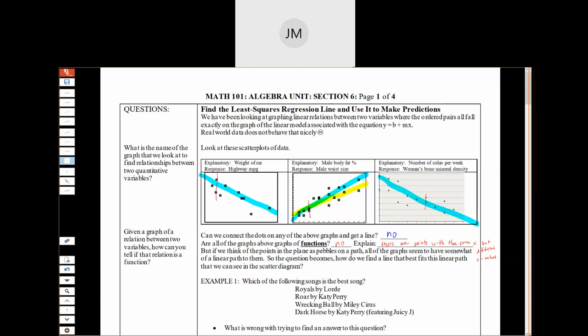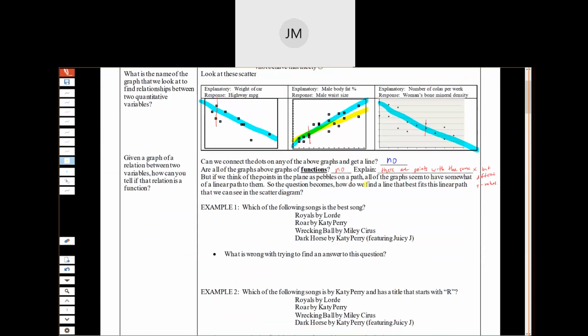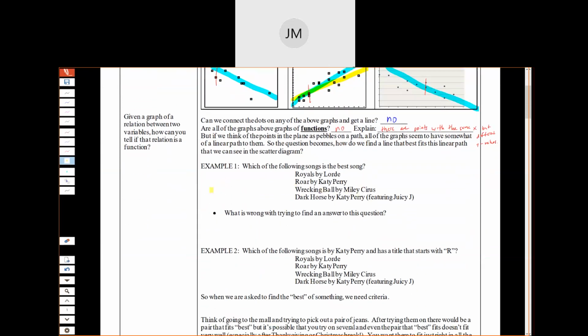Well, we have to be careful about that, right? So here's an example. Which of the following songs is the best song? Royals by Lorde, Roar by Katy Perry, Wrecking Ball by Miley Cyrus, Dark Horse by Katy Perry. And if I asked everyone to answer which is the best song out of these four, I think you could guess that we wouldn't all get the same answer, right? And why is that? What's wrong with trying to find an answer to this question?